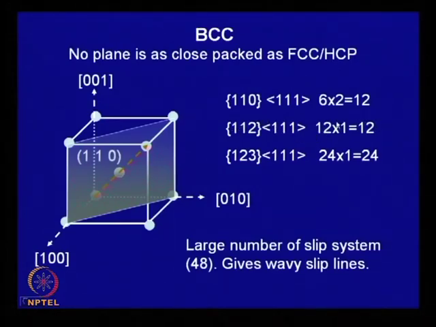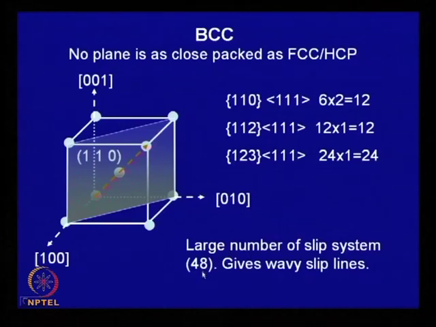So, you will have 12 slip systems of this type, and if the slip plane is 1 2 3 and the slip direction is still 1 1 1, you have 24 planes of 1 2 3 type, and therefore, you will have 24 slip systems of this type. So, you have a very large number of slip systems in the case of BCC structure.